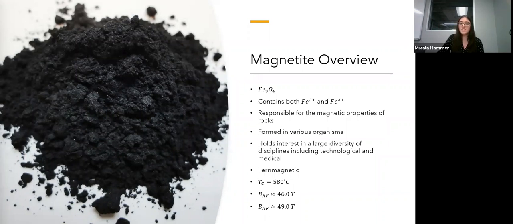Magnetite is ferrimagnetic, which gives it a Curie temperature, or a point below which it has a permanent magnetism, of 580 degrees Celsius. And because it contains both iron 2 and iron 3, it has two magnetic hyperfine fields at 46 Tesla and 49 Tesla.